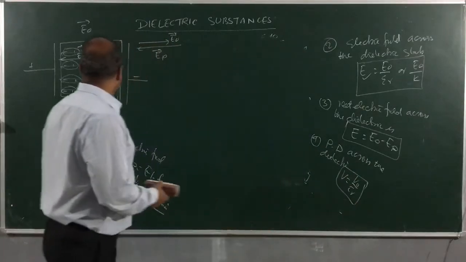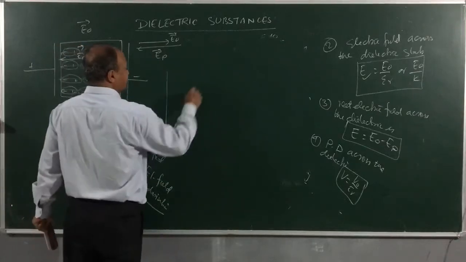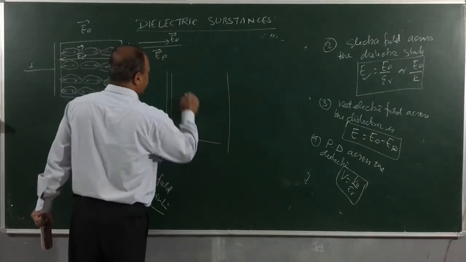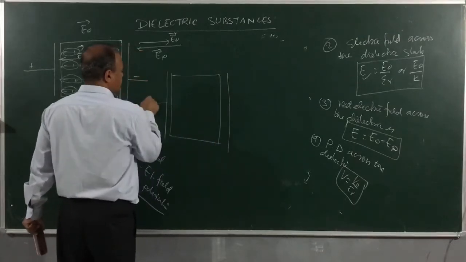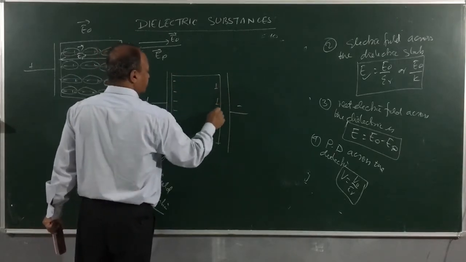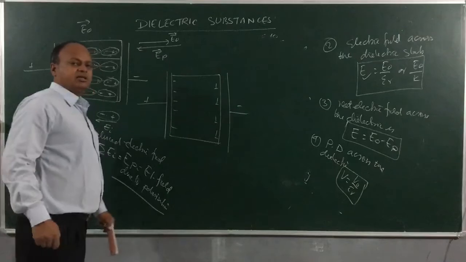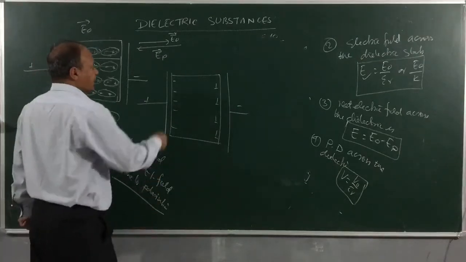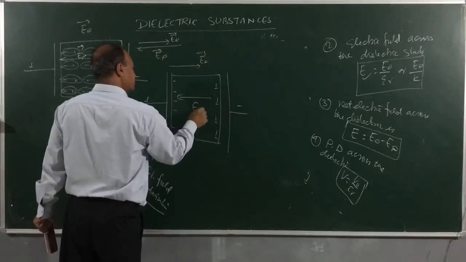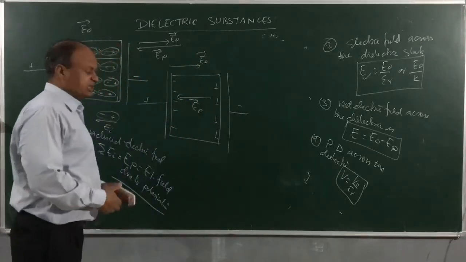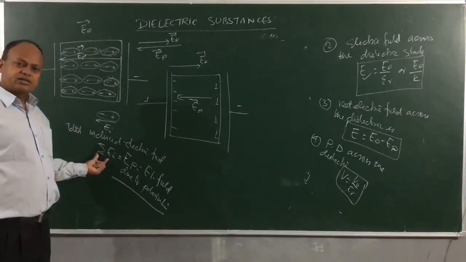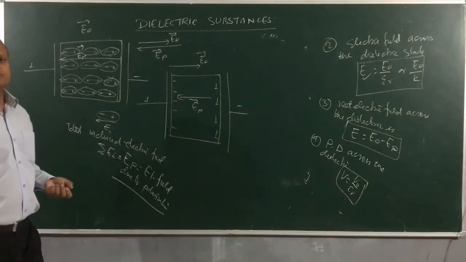What does it mean? It means if I place here a dielectric slab, it will become like this. If this is positive and this is negative, it will become polarized. It will become polarized if we draw only the external charges. Okay? And then if this is applied field E naught, this will be polarized in field EP.